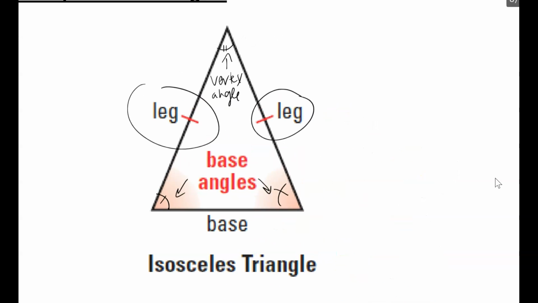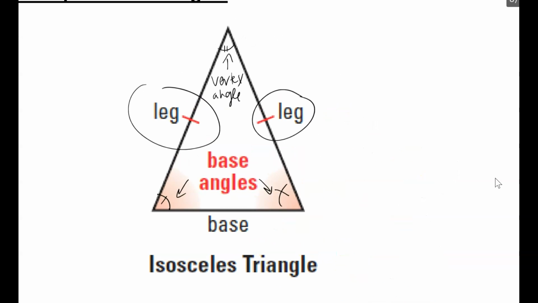So the first thing I want you to notice is I've highlighted a couple things. First, this is what we call the vertex angle, and this is different than the two base angles. The two base angles are congruent, and they're the angles that are across from the two legs that are congruent.